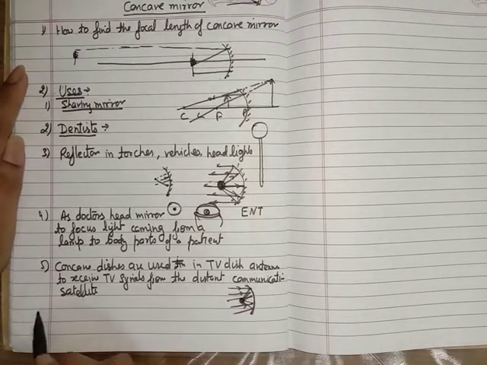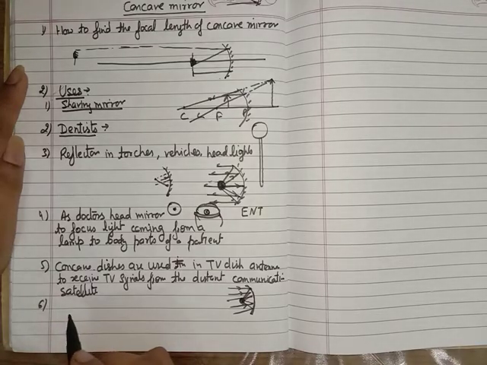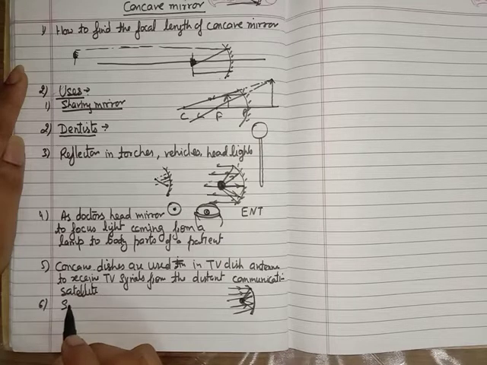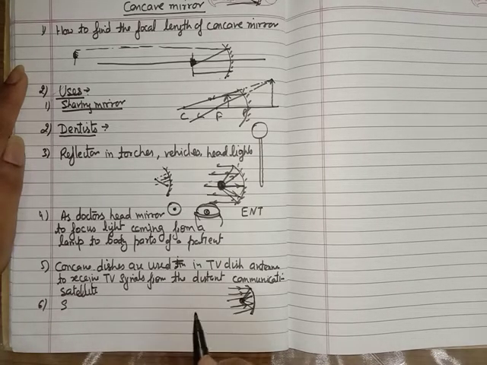Okay, now the sixth use. We know that the concave mirror is used in a solar furnace, in a solar cooker. You have seen, in a solar cooker we use the plane mirror.